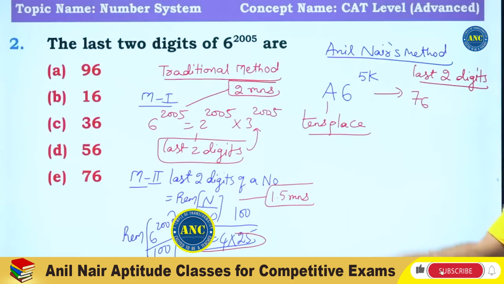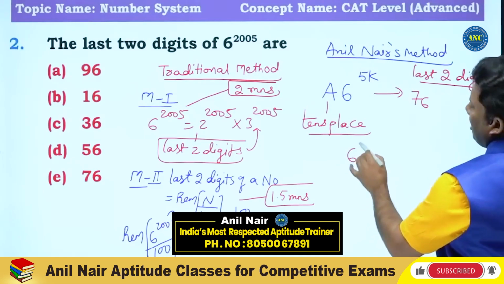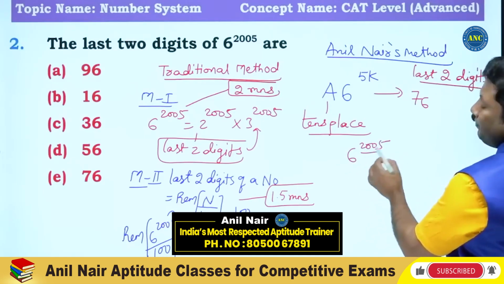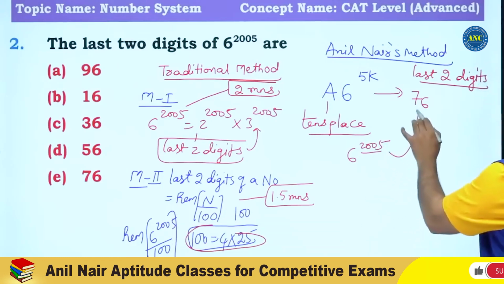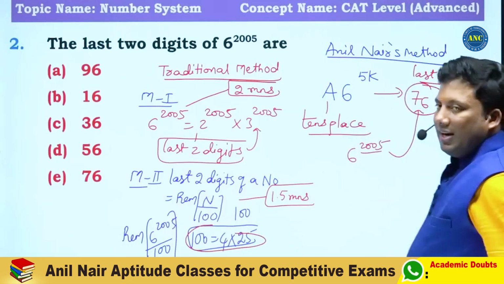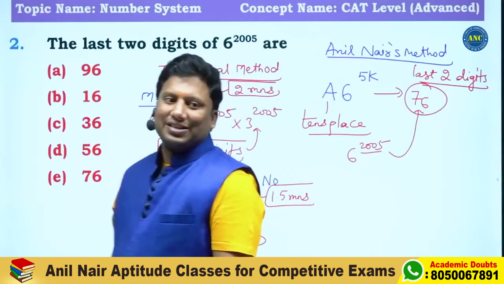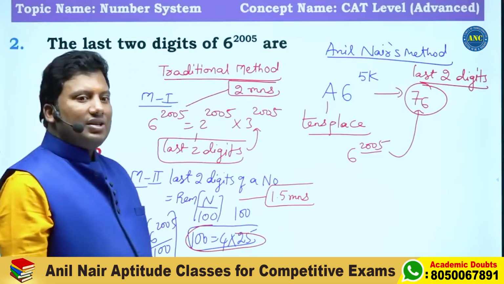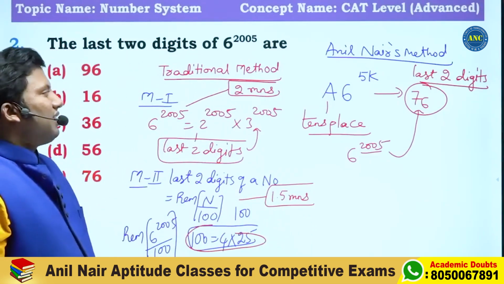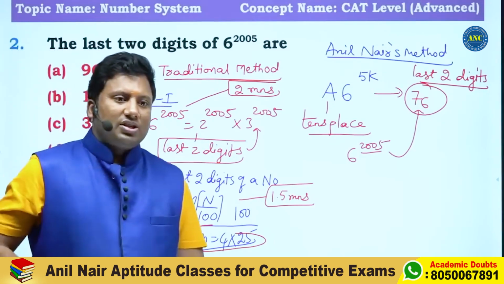Now see here. What are the last two digits of 6 power 2005? 2005 is a multiple of 5. Answer directly, it is 76.